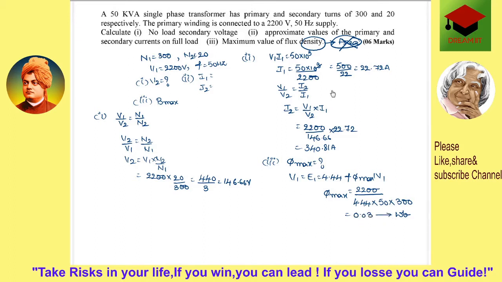Actually, flux density you cannot calculate, because flux density means the B max value. So for B max, from phi max, for the maximum flux density we require the area of cross section. So where is the area of cross section? It is not given in the problem, so you cannot calculate the maximum flux density.